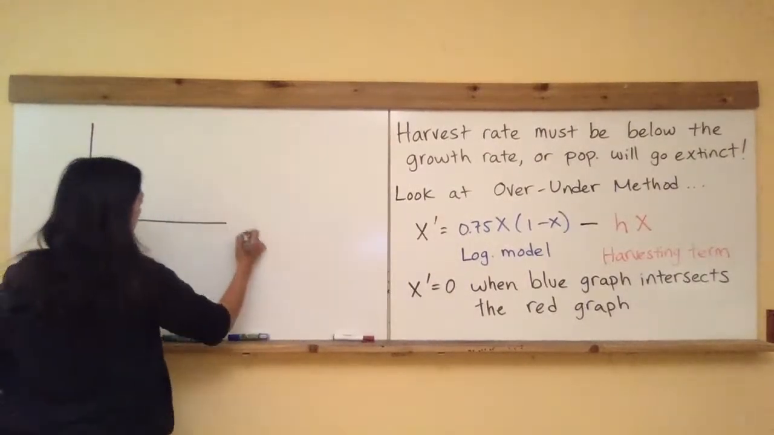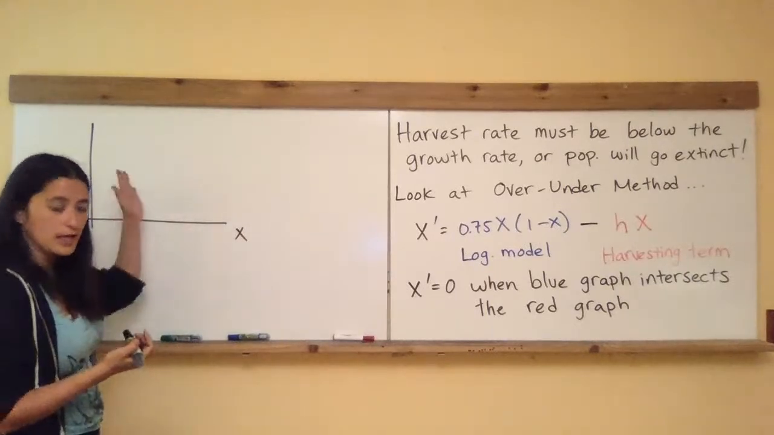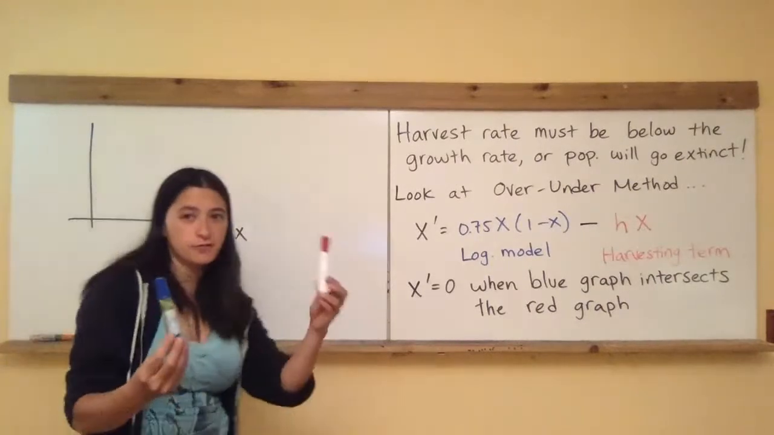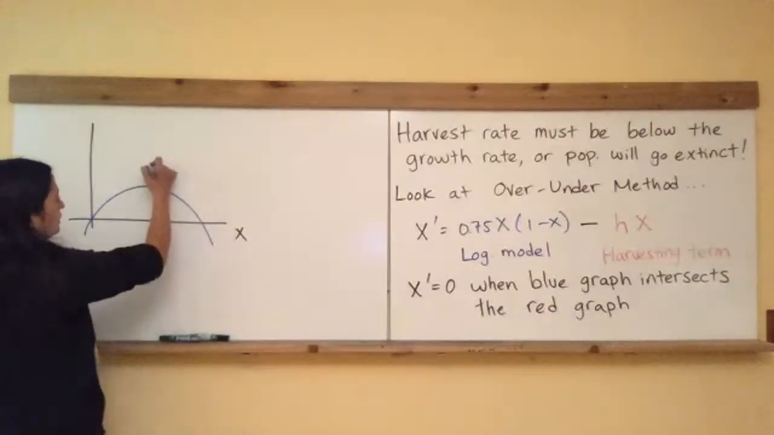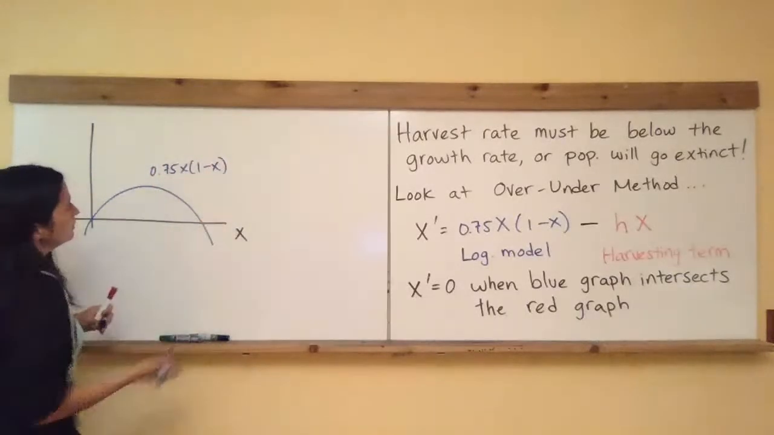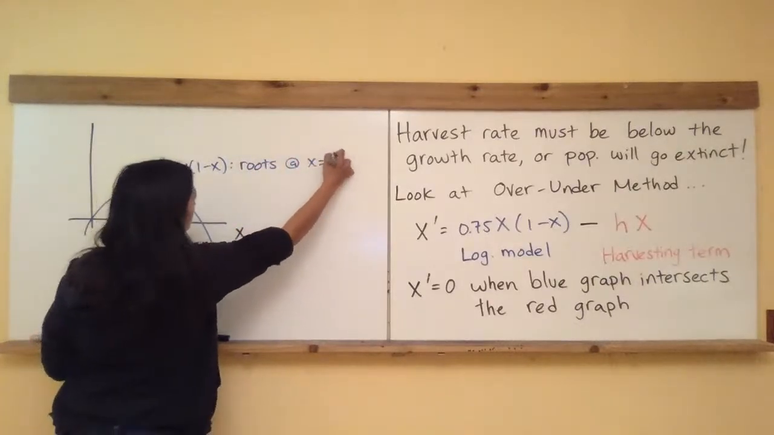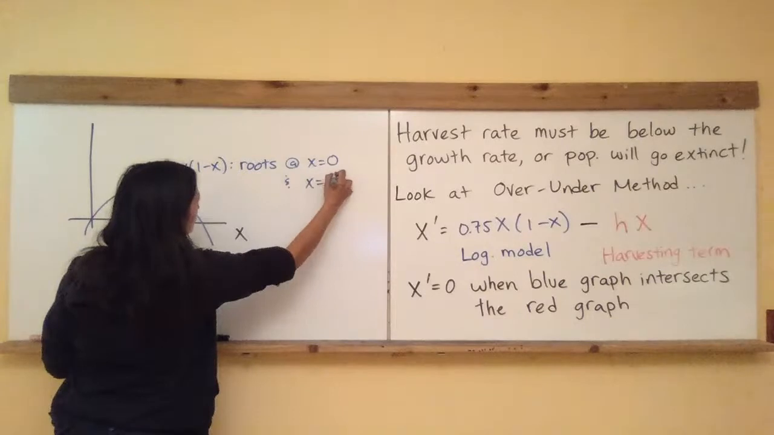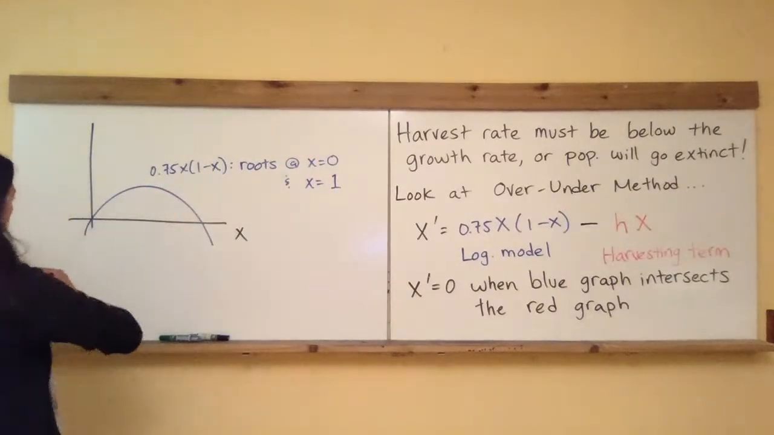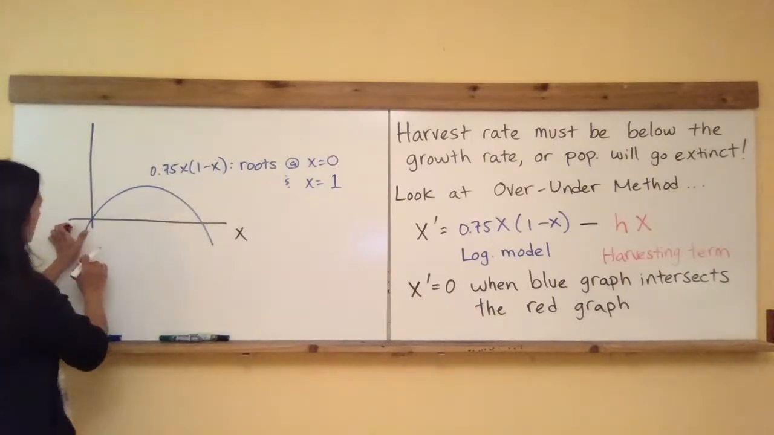Okay? And so what we're going to do is we're going to do our typical graph where we would usually do x versus x prime, but I'm not going to graph x prime. I'm going to graph two different models, where it's 0.75x times 1 minus x, right? Because that has roots at x equals 0 and x equals 1, the carrying capacity. And then separately, we have this other thing where h is equal to x.